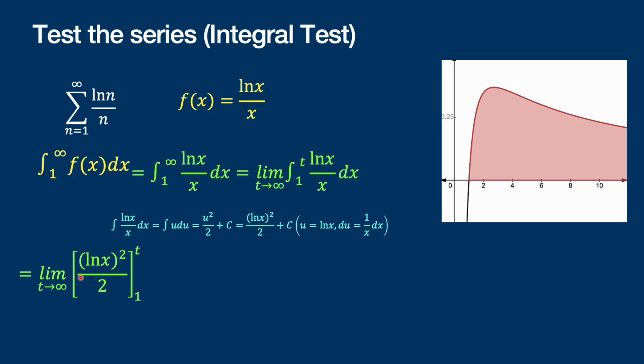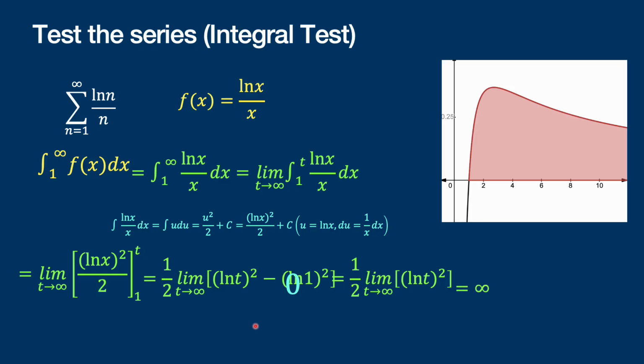Limit as t approaches infinity of (ln x)² over 2, from 1 to t. You plug in t first, then you plug in 1. So I'm going to plug in the t. 1/2 outside, (ln t)² minus (ln 1)². ln 1 is 0, so you have (ln t)². As t approaches infinity, ln t goes to infinity. So what are you going to say about this improper integral? It has not converged. That's going to be divergent. So we're going to say this series diverges.